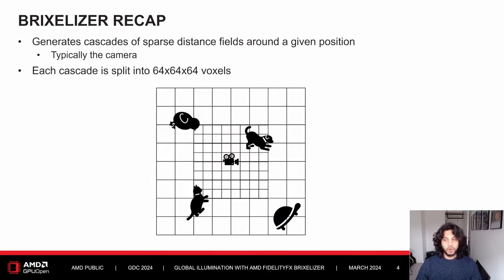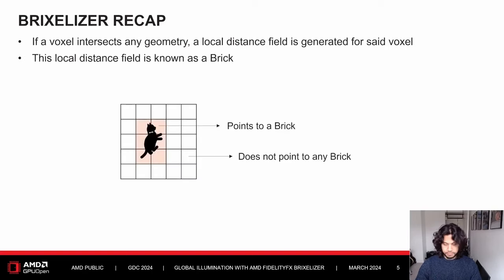Now, let's briefly go over how Brixelizer works to get everyone up to speed. Brixelizer generates cascades of distance fields around a given position. In most cases, this is the camera position. Each cascade is a voxel grid with each axis being 64 voxels in length. If a voxel intersects any geometry, it generates a local distance field within the voxel. And these local distance fields are known as bricks.